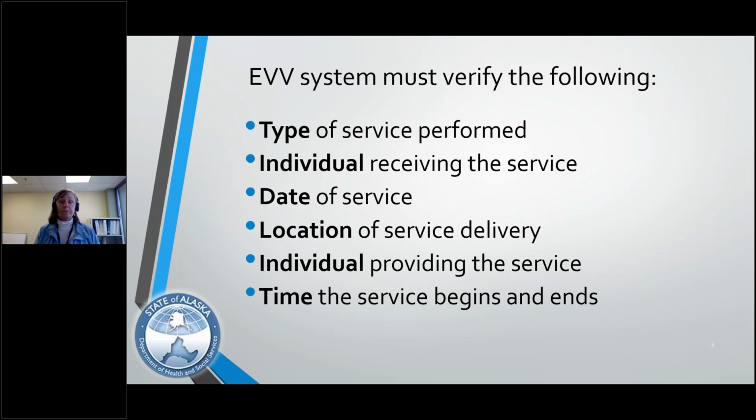What types of services must the system verify? You can see here from this slide, there are six items. These are requirements. This is at minimum. This is what the federal Centers for Medicare and Medicaid, CMS, require an EVV system to collect. So the type of service performed, the individual receiving the service, the date of the service, the location of the service delivery, the individual providing the service, and the time the service began and when it ended. Those are the six things that have to be done electronically.